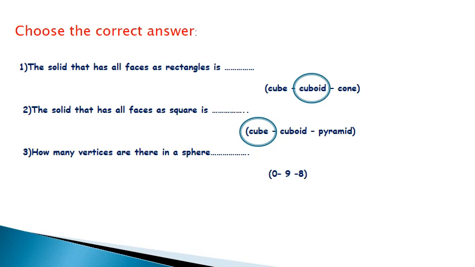The third question: how many vertices are there in a sphere? Yes, how many corners or vertices? Yes, it's zero vertices. Okay.